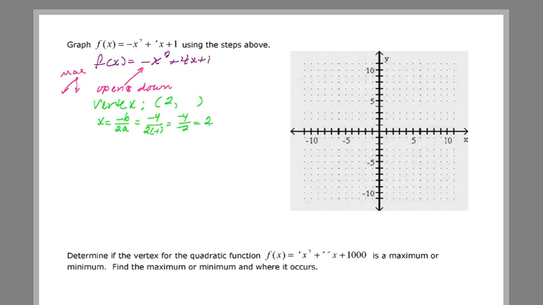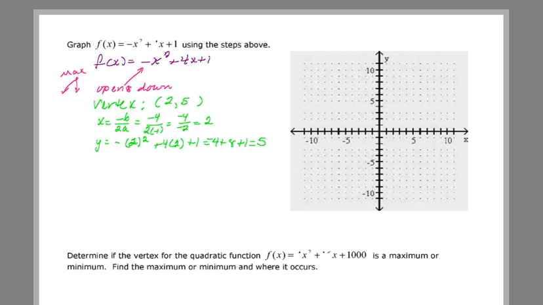But I have to find its partner, and I find it by plugging in a 2 everywhere I have an x. So the partner will be negative 2 squared, plus 4 times 2, plus 1. So this will be negative 4 plus 8 plus 1, which ends up being 5, doing the arithmetic. So I have a vertex at (2, 5).